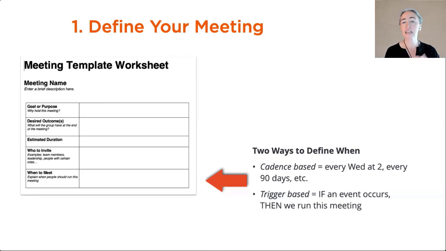So we run this meeting every Wednesday at 2. And the other way in which you can define when to use a specific meeting design is trigger-based. So for example, if our servers are breached, then we run this action review, or this problem solving meeting, to address that.